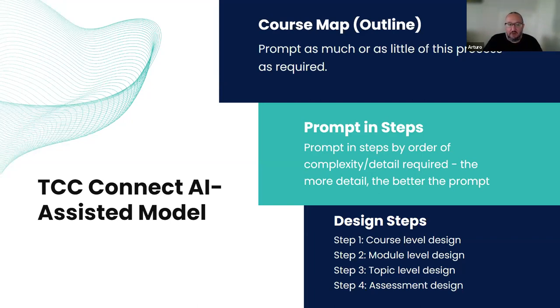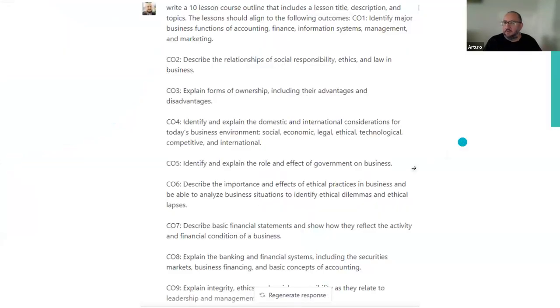And that's typically how we approach learning design in general, but that's also how we approach prompting or AI assisted prompting in the work that we're doing. So it's course level, module level, topic level, and then essentially assessment level. And so I'm going to show you what that kind of looks like, right? These are all prompts that I've done in ChatGPT. And this is just an example of something that we've done.